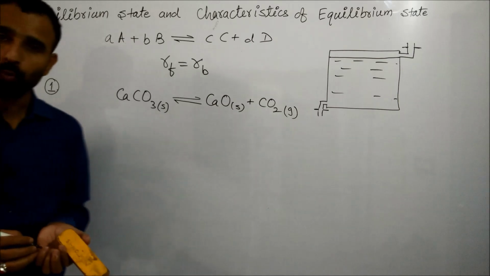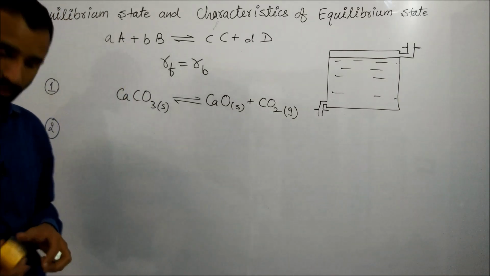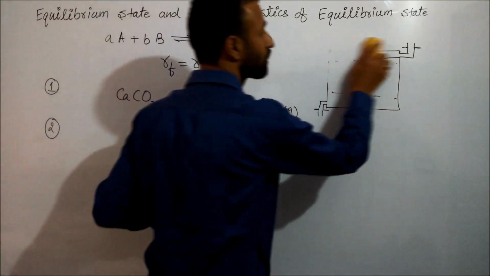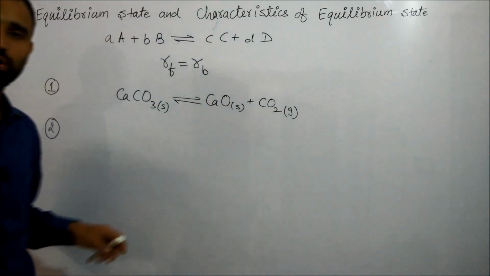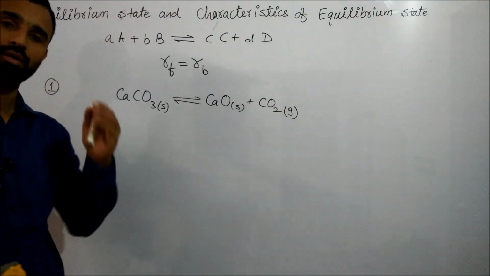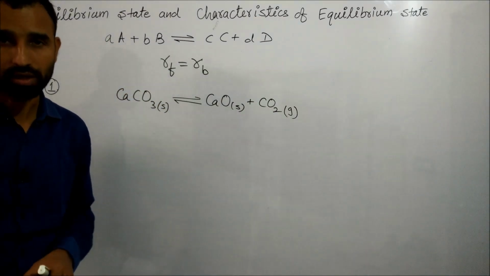Condition number 2. Chemical equilibrium at a given temperature is characterized by constancy in the properties like pressure, concentration, density or color.